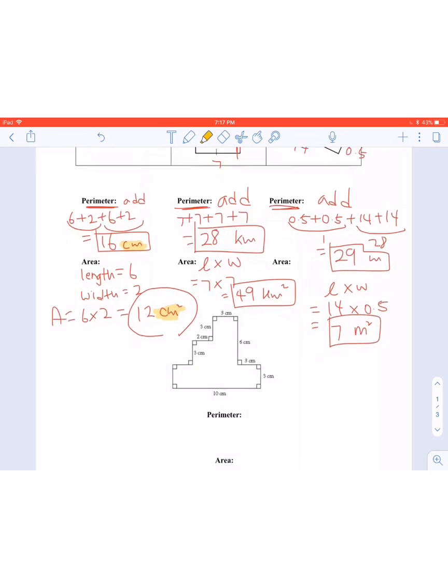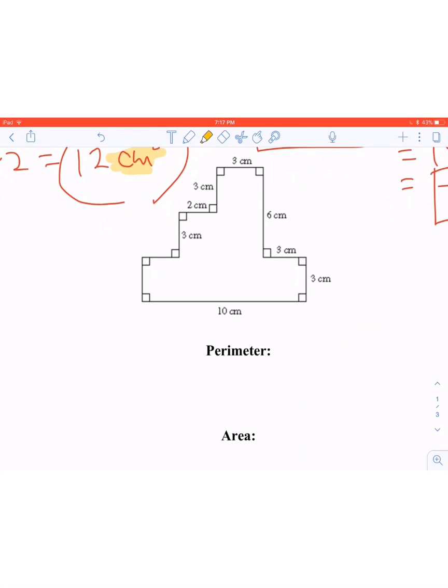Lastly, take a look at this right here. We're going to need to find the perimeter and area of this funky shape. But notice how it's a combination of rectangles. So here's rectangle 1, 2, and 3. We're going to find the perimeter and the area of each rectangle.